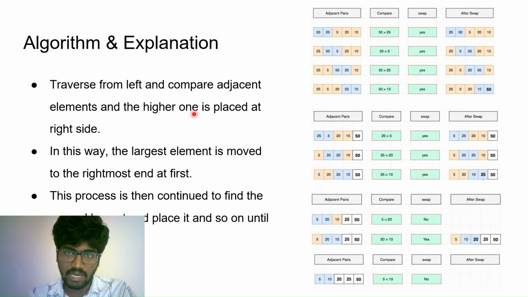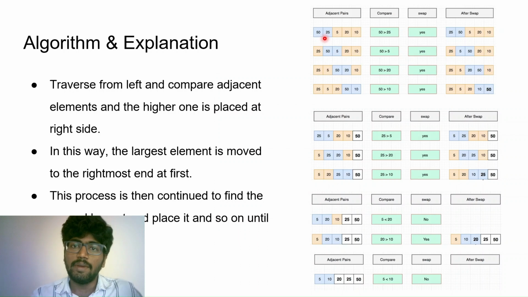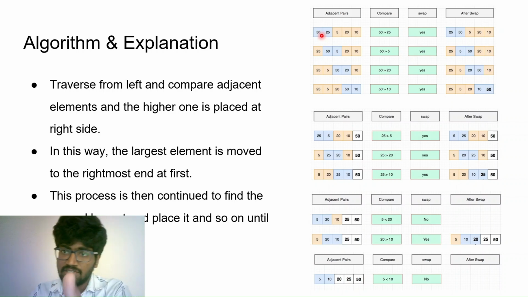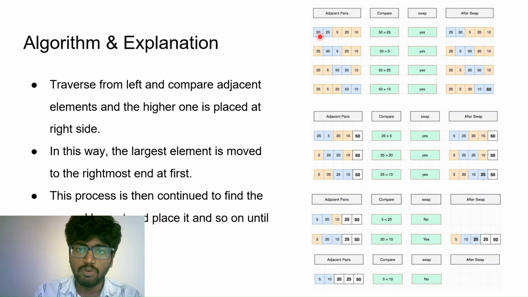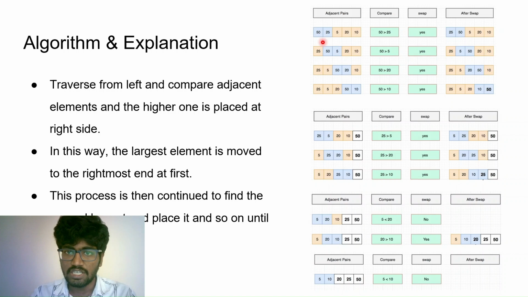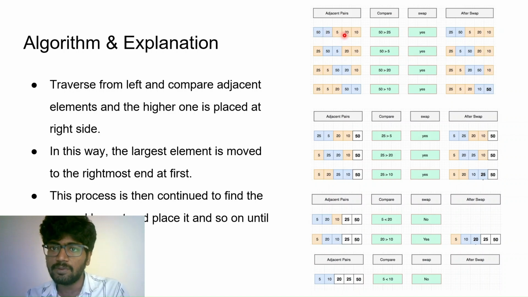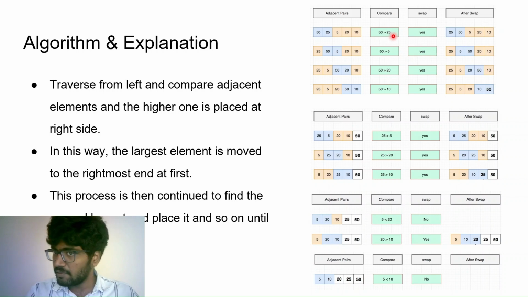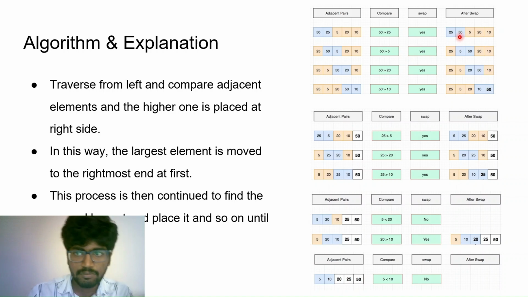So let's say you need to traverse your set of elements from left to right. Based on what type of sorting you want to do, the comparison operation might change. Let's say we are doing ascending order. As listed in the example on the right, you move from left to right. Your initial array is 50, 25, 5, 20 and 10. You take 50 and 25 and compare them. 50 is greater than 25, so swap it around. Move 25 to the left, move 50 to the right.